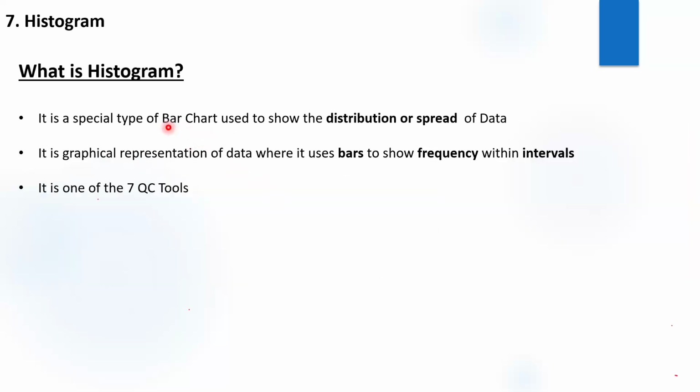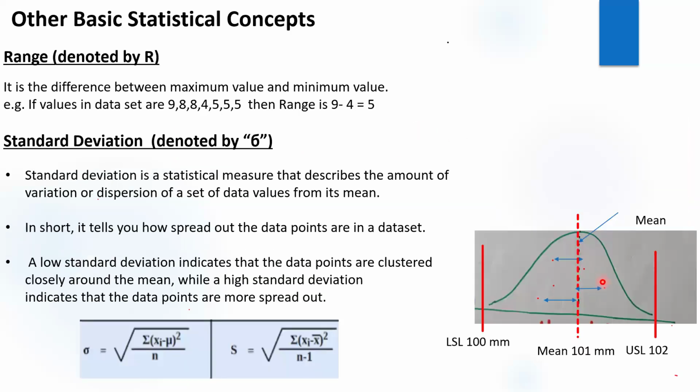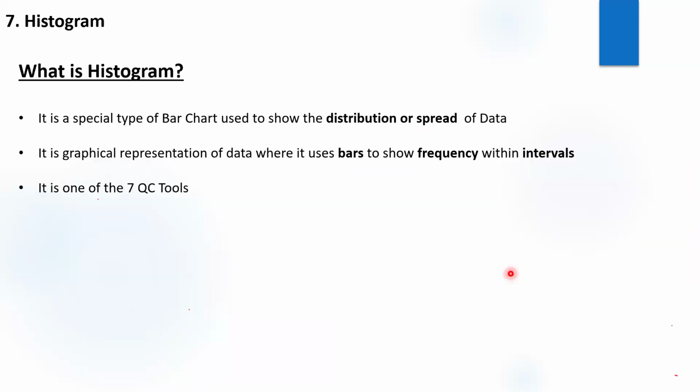As I told you, it is a special type of bar chart. Like Pareto was also a bar chart, but this is a special type. I will tell you what is special. It shows the distribution or spread of the data. Spread of the data means this spread. So that is called spread. It is a graphical representation. I always tell you the 7 key tools are visual or graphical representations of data, where it uses bars, frequency, and intervals. We will see what bars, frequency, and interval mean.